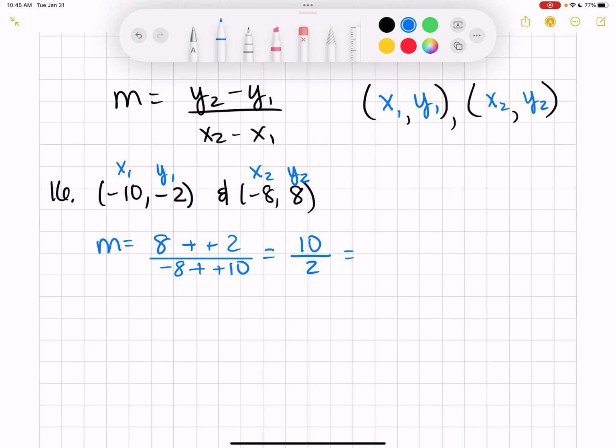And then that's going to reduce to 5. You see, I just don't know. I just hate negatives. I just hate them. Because it took me 3 times. I'm like, is it this one?